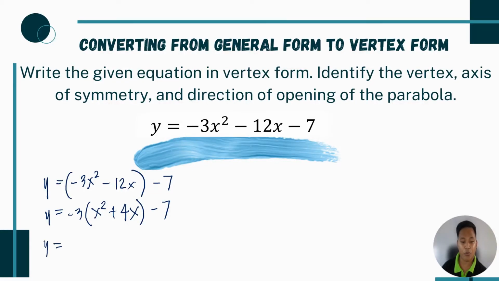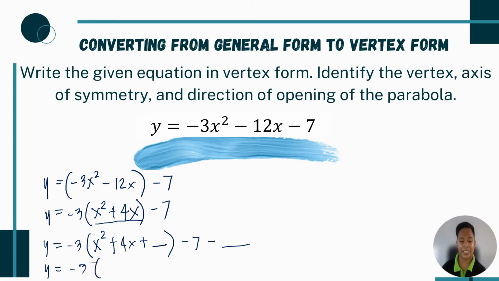Next step, we're going to complete the square for the terms inside the parentheses. Then, we have negative 3x squared plus 4x, plus the third term, minus 7, minus the value added inside the parentheses multiplied by the value of a, to make this equation balanced. Therefore, we have y is equal to negative 3 times the quantity x squared plus 4x.